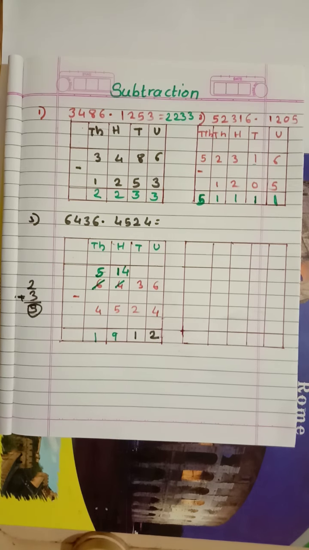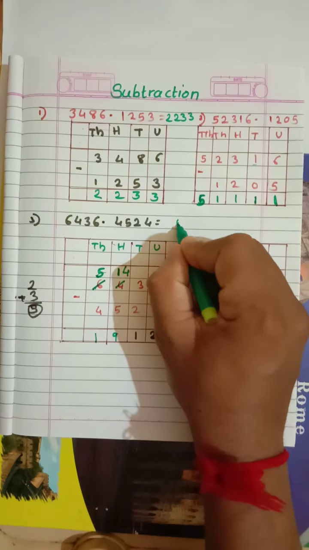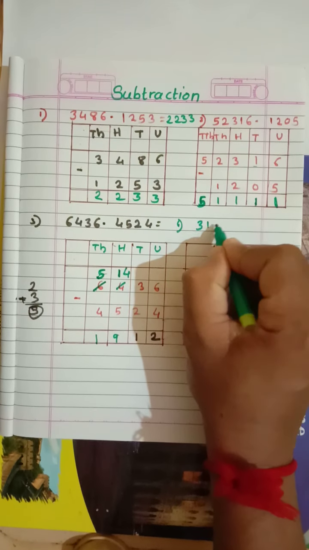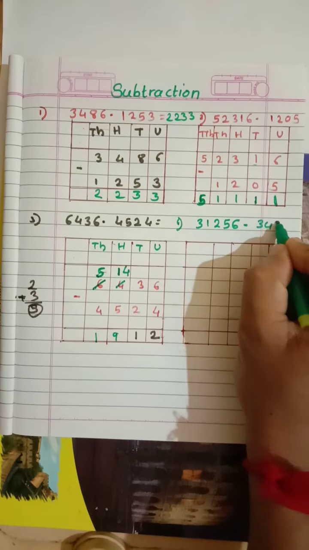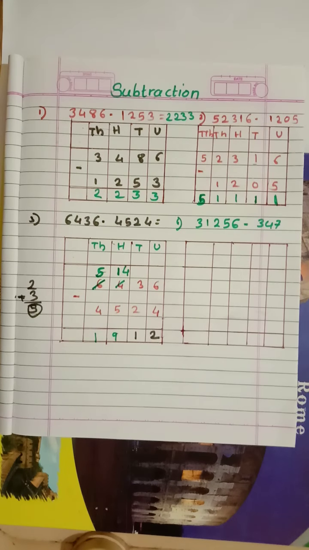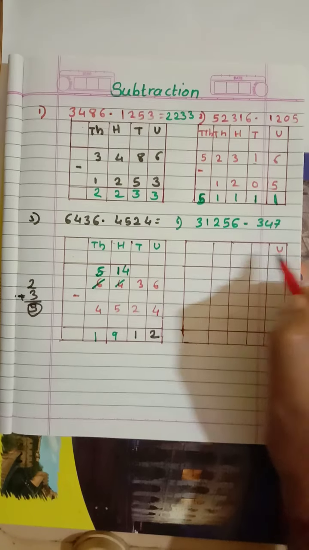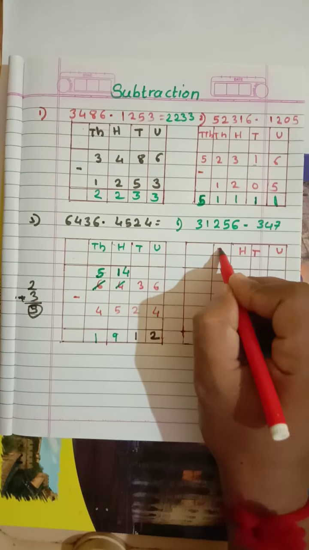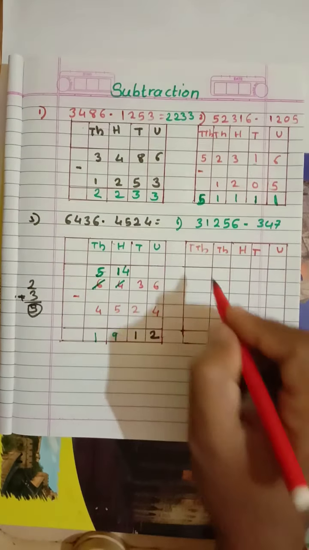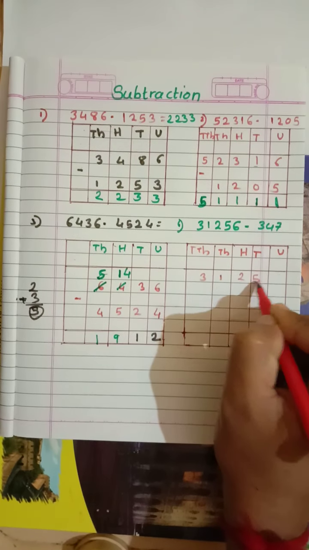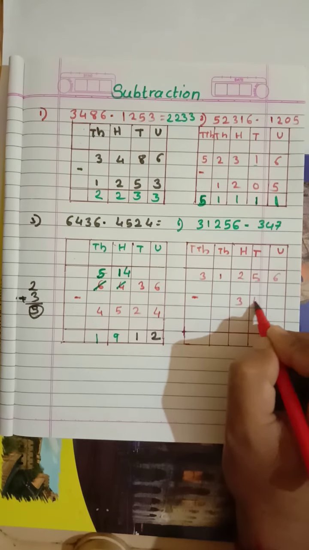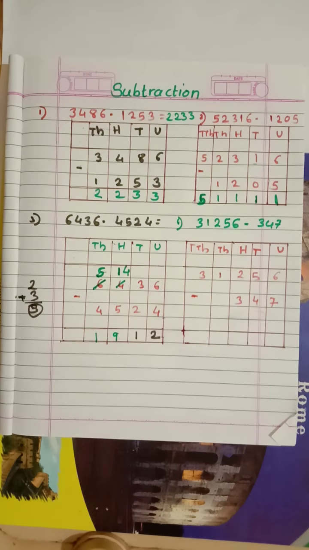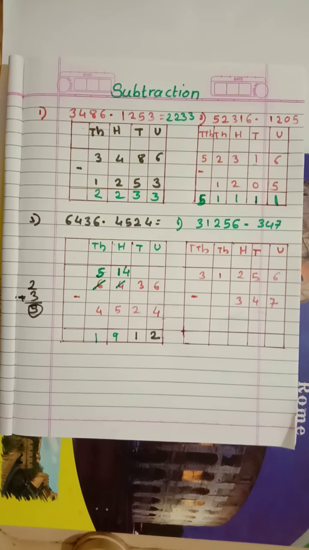Let's take one more example of this kind. It is called subtraction by borrowing. We'll take more examples. Unit, tens, hundreds, because it is a 5-digit number, thousands and ten thousands. Let's write a number: 31,256 minus 347. Okay, fine, let's go for it.